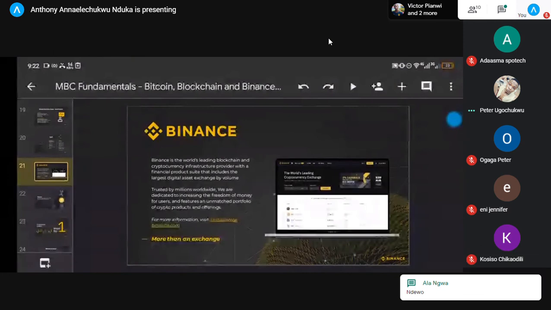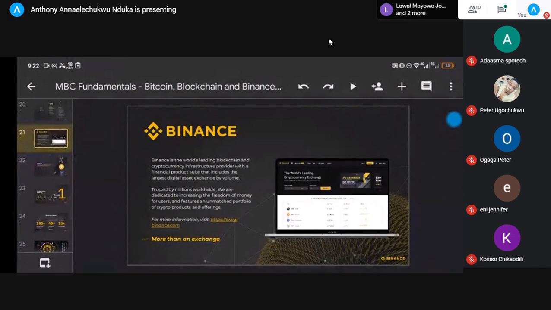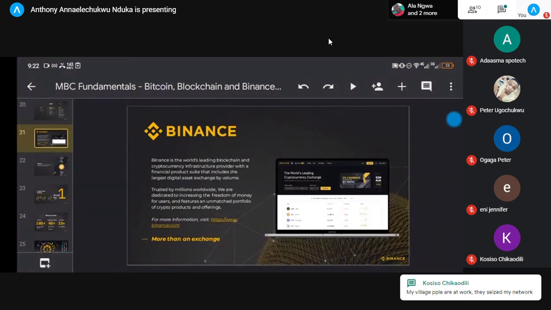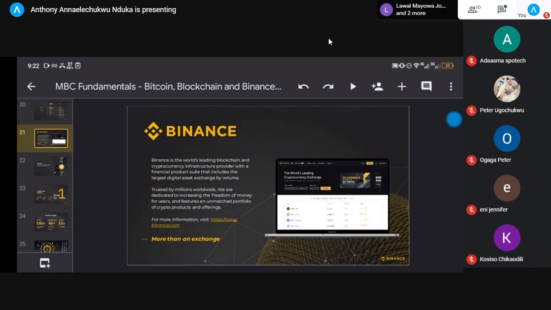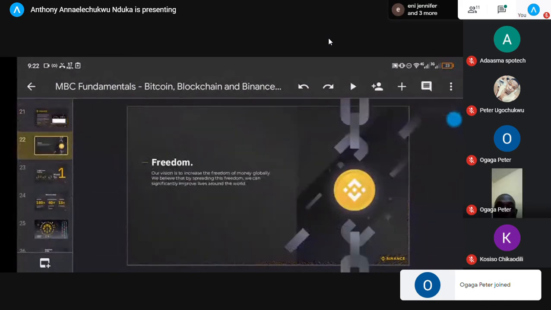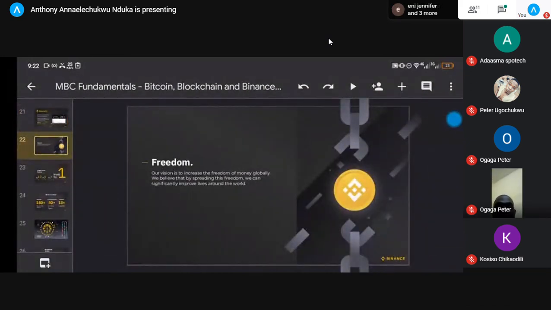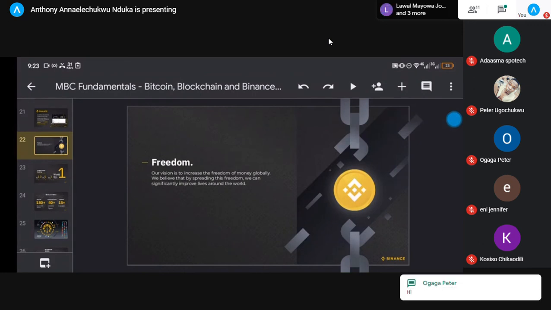Yeah. So Binance is a platform where you can trade your cryptocurrencies. If you have Bitcoin, you can also buy from there, make use of it, trade and make money yourself if you know how to trade. Binance is trusted by millions worldwide. We are dedicated to increasing the freedom of money for users and feature an unmatched portfolio of crypto products and offerings. So Binance is not just an exchange, but more than an exchange. The vision of Binance is freedom. Our vision is to increase the freedom of money globally. We believe that by spreading this freedom, we can significantly improve lives around the world. And that is what it is about.